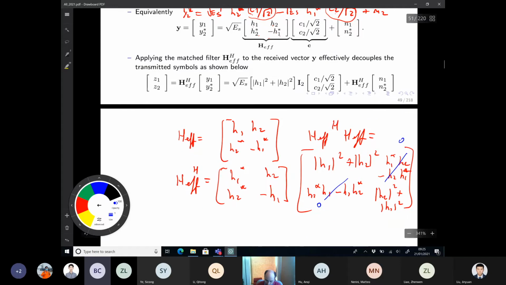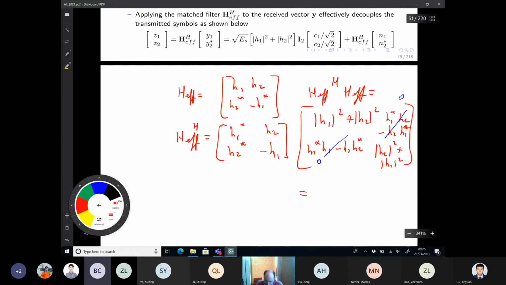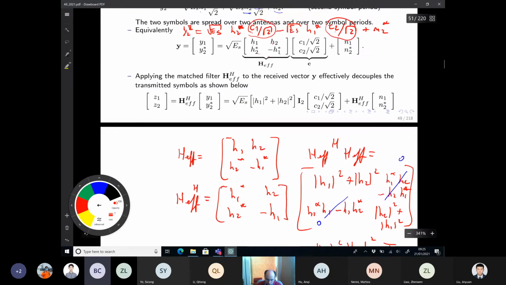Okay, so this is nice because now I have this expression, which is essentially H1 squared plus H2 squared multiplied by an identity matrix of size 2. And this is the norm square of H. Okay, so what happens is that at the receiver, now you can simply multiply by this quantity, your Y here. And what you end up with is just a scaled diagonal matrix, effectively.